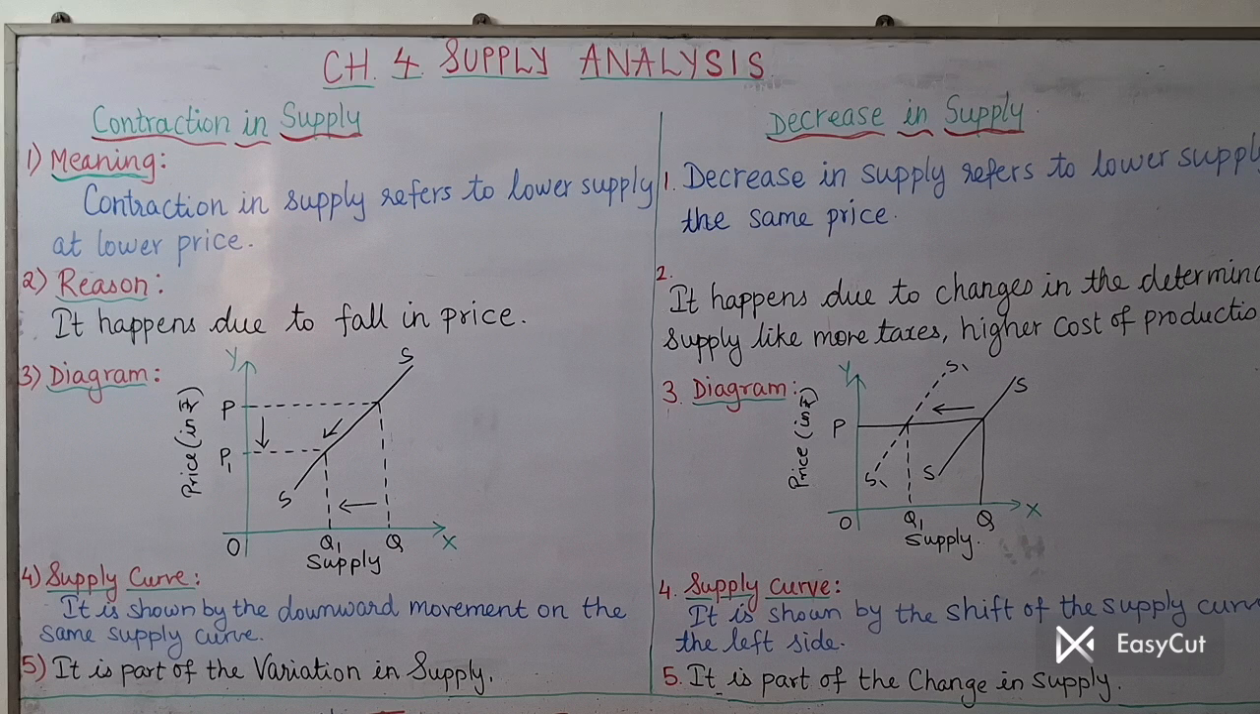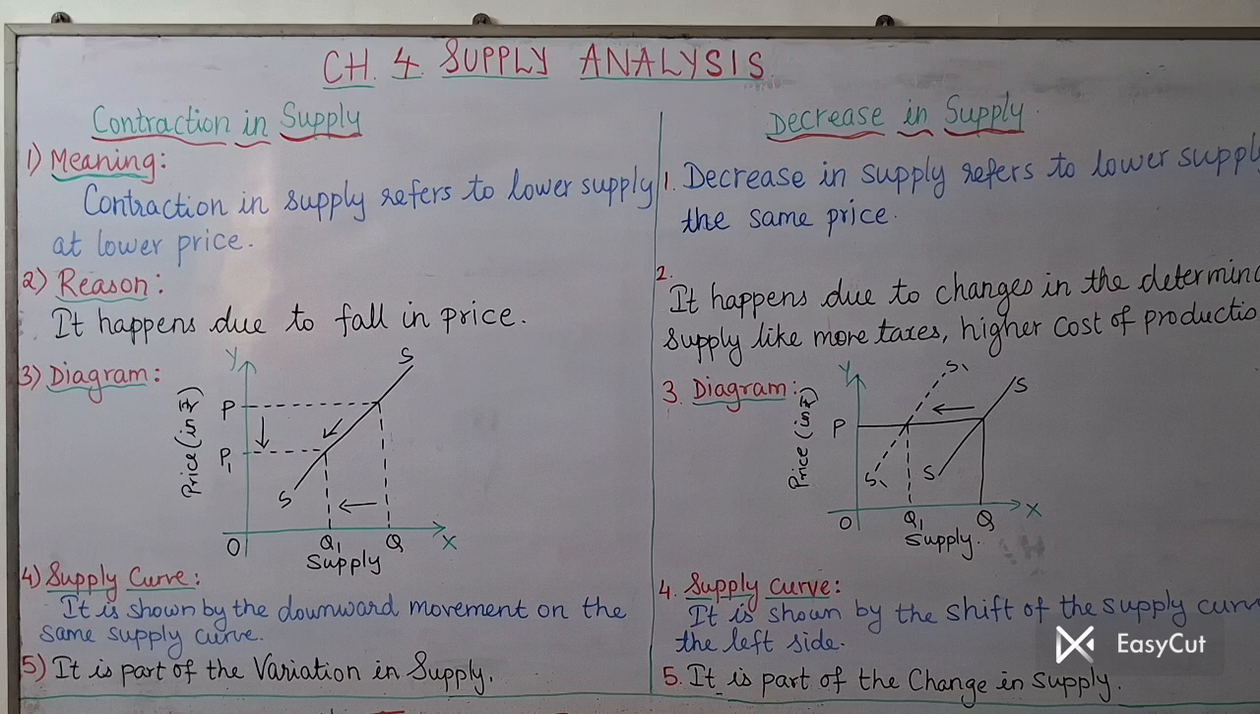Moving on to the fourth point of distinction, supply curve. Contraction in supply is shown by the downward movement on the same supply curve. It is clearly seen in the diagram. Please see the diagram carefully. On the other side, decrease in supply is shown by the shift of the supply curve to the left side. So the new supply curve is to the left side of the original one.